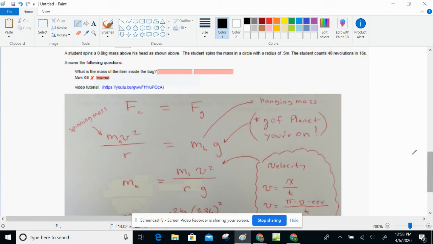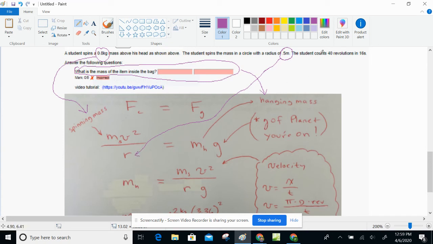So let's see what you got going on here. Why, oh, why is this giving you troubles? So the hanging mass here, I'm going to write in purple. Okay. So the hanging mass here, H, is the thing we're looking for. That's what we're looking for. And the mass, the spinning mass, is that one there, 0.8. That's the spinning mass. And the radius is 0.5. That's the radius there. That's pretty much always 0.5 meters.